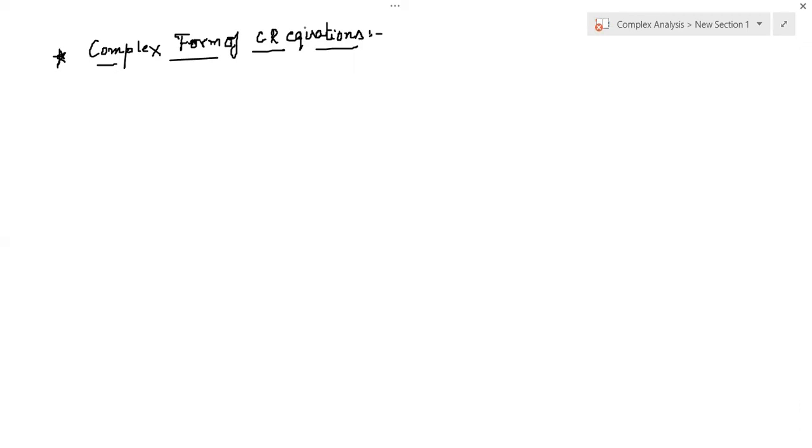Another form of writing CR equation. The complex form of CR equations. Okay, so for this, we introduce a notation. I'll do it another way also, but let us use another notation also.